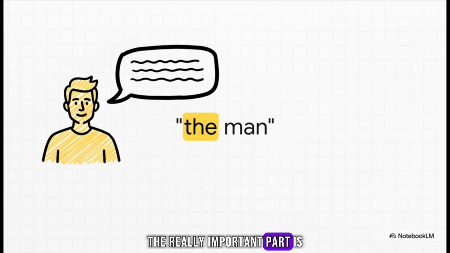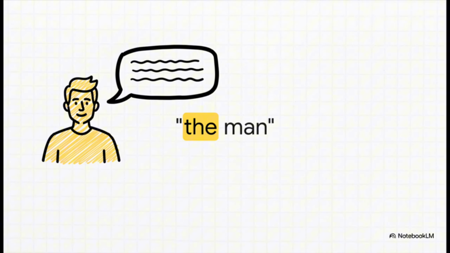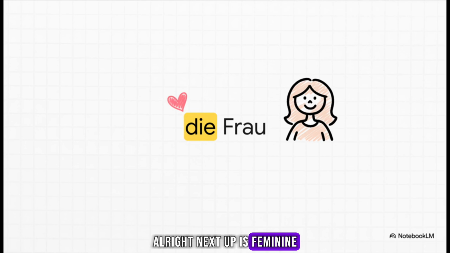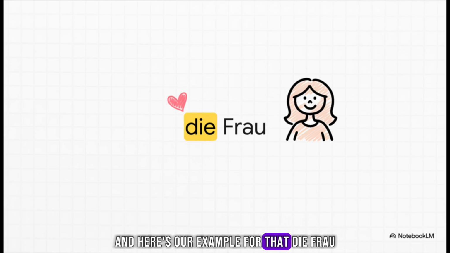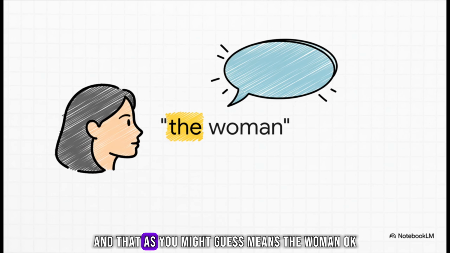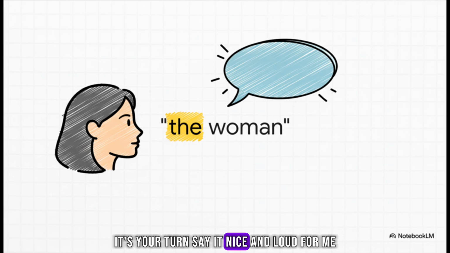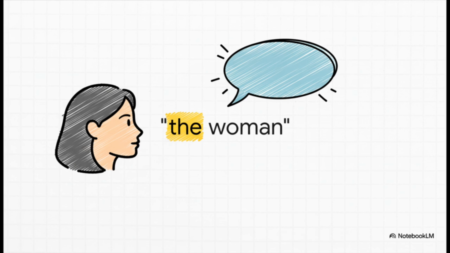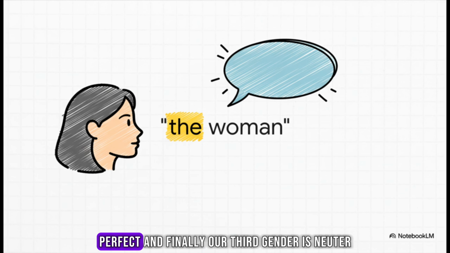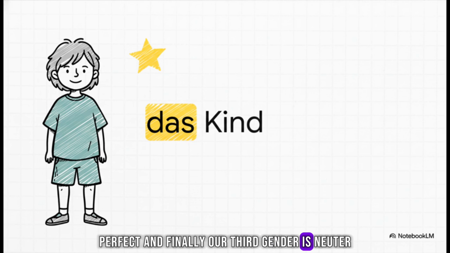Now, the really important part is getting used to saying these out loud. So, try it with me. Ready? Der Mann. Awesome. All right, next up is feminine. The article for feminine words is die, and here's our example for that, die Frau. And that, as you might guess, means the woman. Okay, it's your turn. Say it nice and loud for me. Die Frau. Perfect.